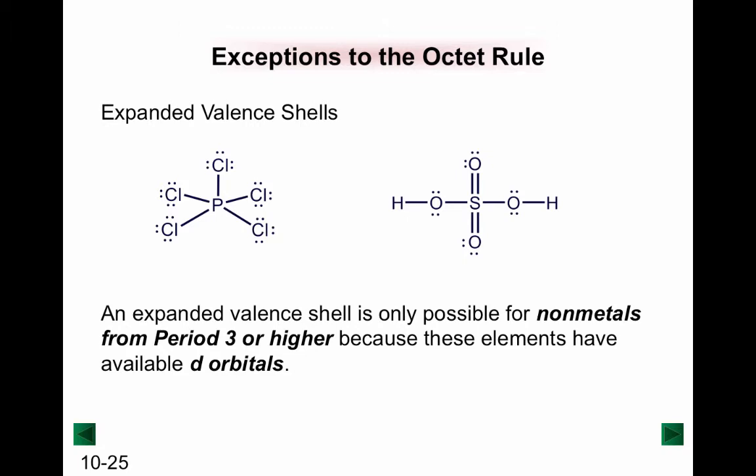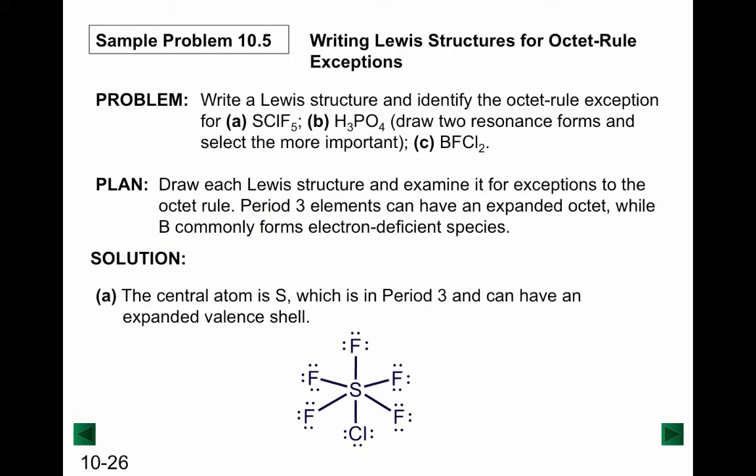Size also plays an important role in determining whether or not an atom in a molecule or polyatomic ion contains an expanded octet in its valence shell. The larger the central atom, the larger the number of atoms that can surround it. The size of the surrounding atoms is also important. Expanded octets occur most often when the central atom is bonded to smaller and more electronegative atoms such as fluorine, chlorine, and oxygen. Let's work through a problem that deals with writing Lewis structures for molecules or ions that are exceptions to the octet rule.